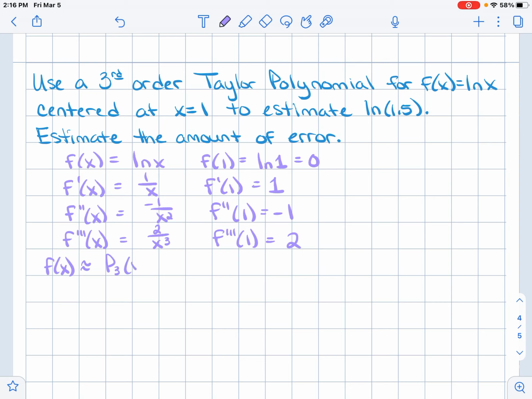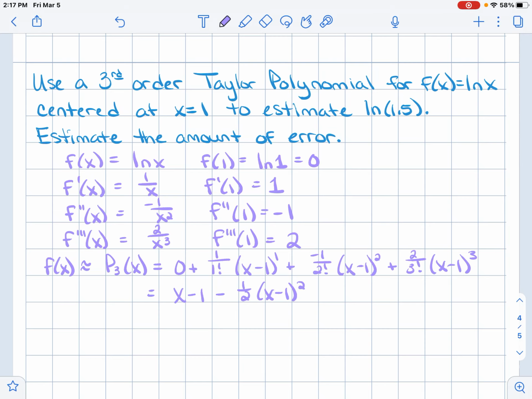f of x is approximately this third order polynomial, which is f of a, which is 0. I was looking at the wrong one. f of a is 0 plus f prime of a, so that's 1 over 1 factorial times x minus a to the first, plus negative 1 over 2 factorial times x minus 1 squared, plus 2 over 3 factorial times x minus 1 cubed. Simplifying this, we get x minus 1 minus 1/2 times x minus 1 squared, plus 3 factorial is 6, 2 over 6 is 1/3, times x minus 1 to the third. Okay, this is a polynomial that will approximate the natural log of x.